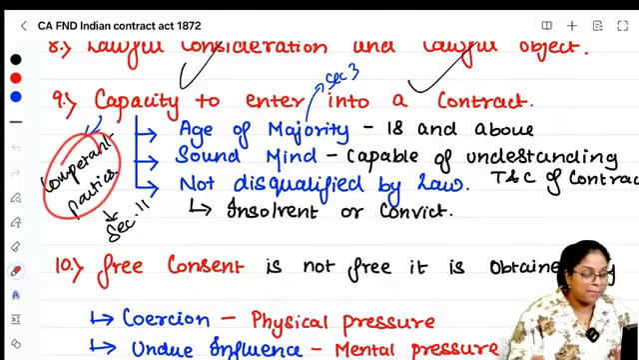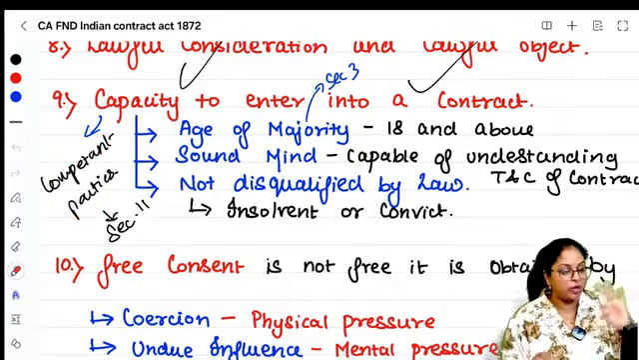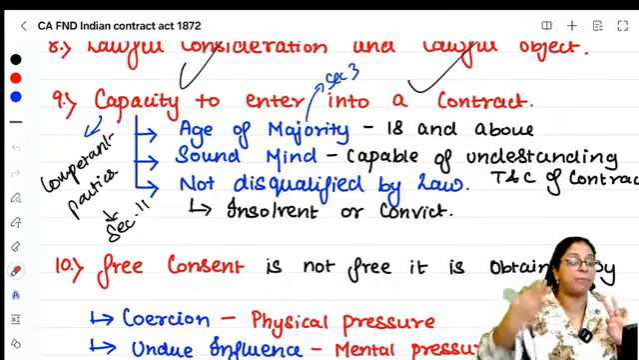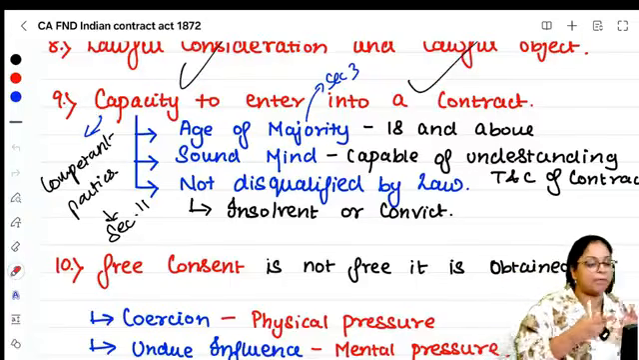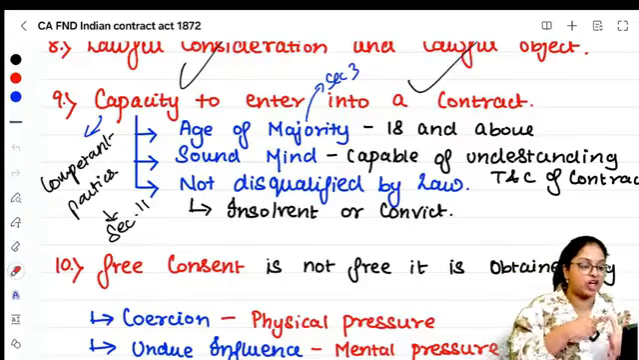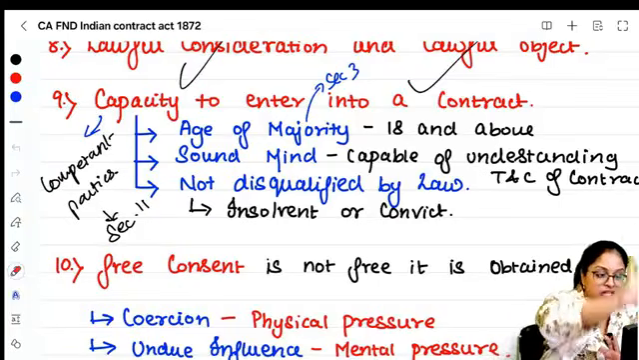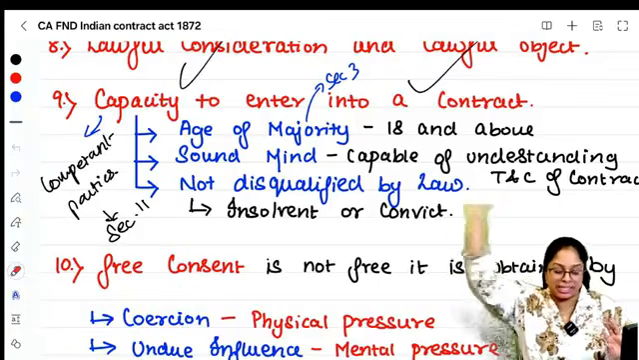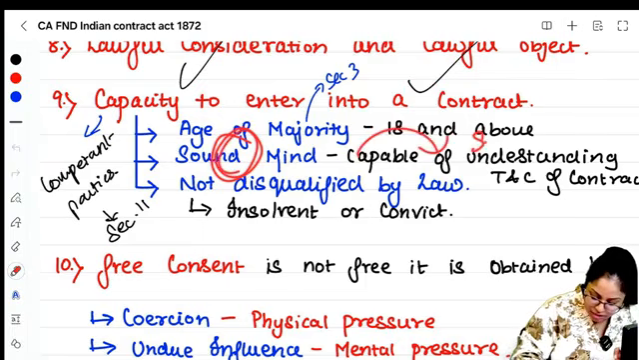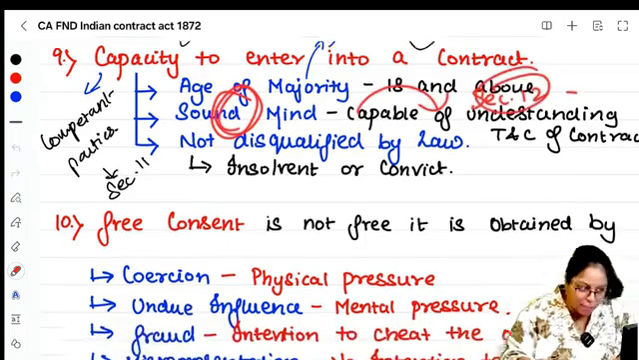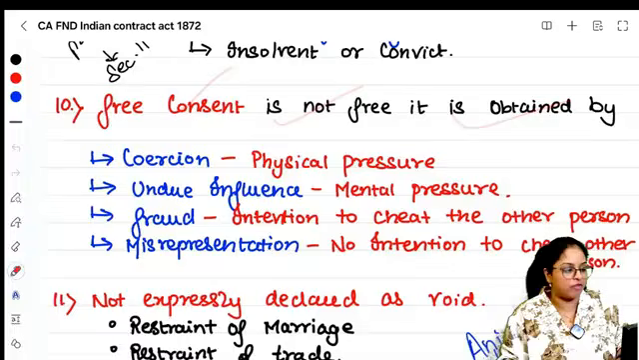Parties must be competent. When will you be competent? When you do three things. Very good. Rahul, be proactive. What I'm going to say next, try to think of that and start putting it in the chat. Very good, Rahul. Age of majority is given in section number 3 of the Indian Majority Act. Sound mind is section number 12. And you must not be disqualified by law.